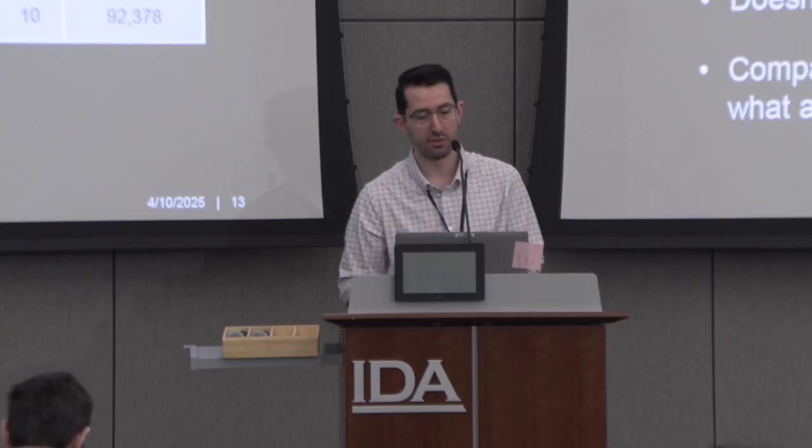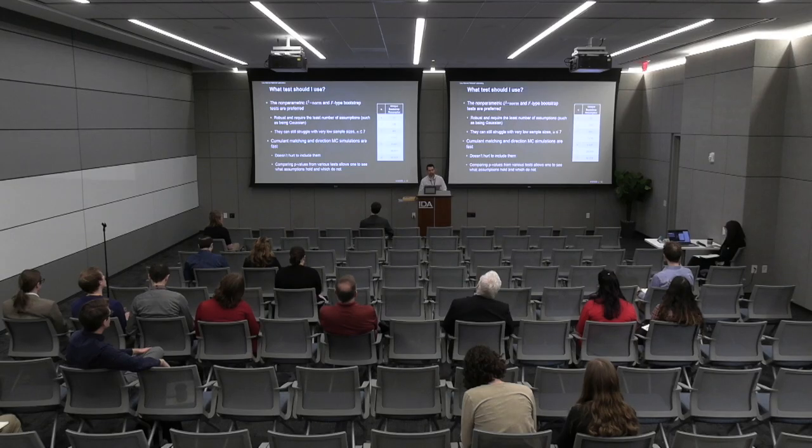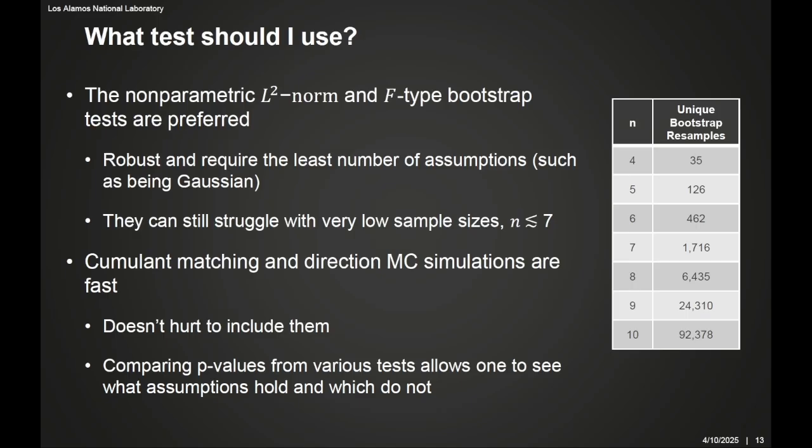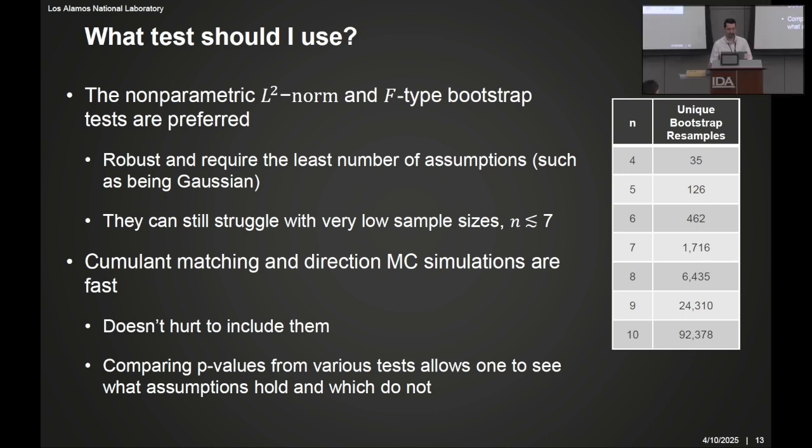So what test should I use? As a practitioner, I really like non-parametric L2 norm and F-type bootstrap tests. They're robust, and they require the least number of assumptions, such as being Gaussian. However, there is a caveat, which is that they can still struggle with very low sample sizes. So when you only have functional data of sample size less than, say, roughly 7, you really are limited.